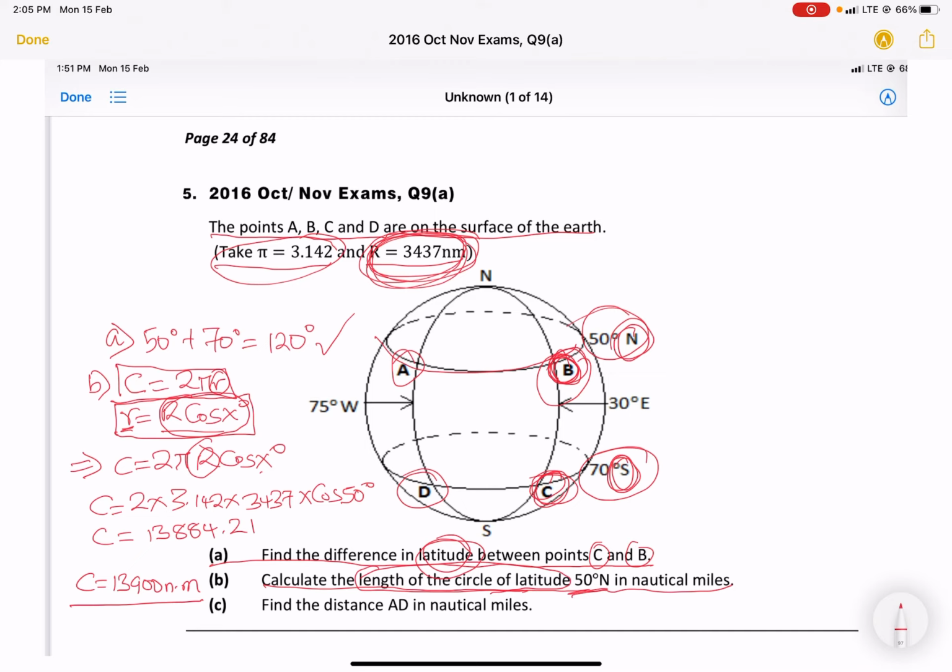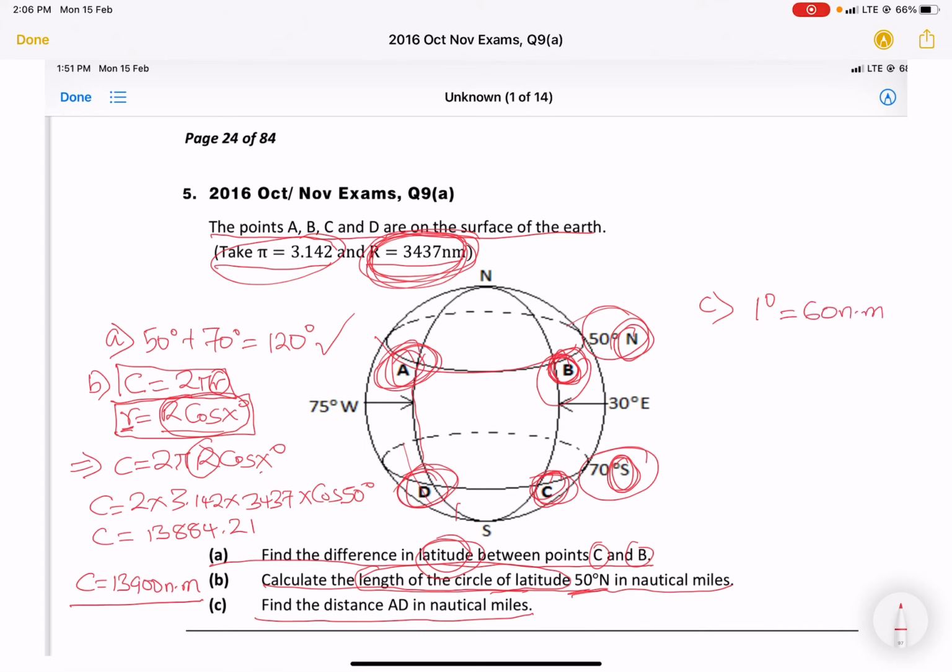Let's go to question C. Question C says, find the distance AD in nautical miles. The distance AD. Very simple. This is distance along the longitude, sorry, along the longitude, and since it is in nautical miles, we can simply use the formula: 1 degree is equal to 60 nautical miles.